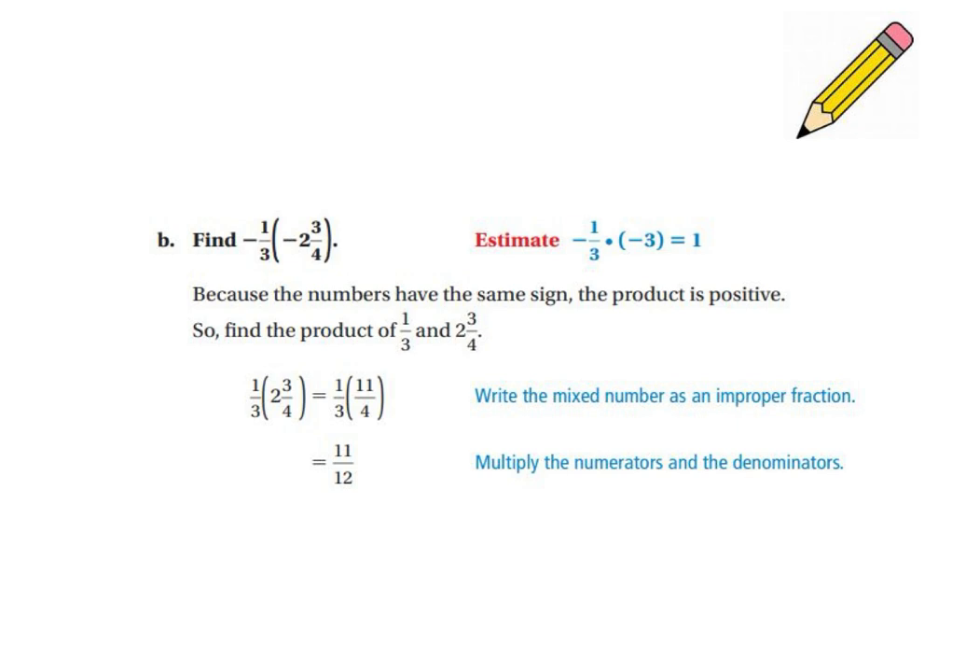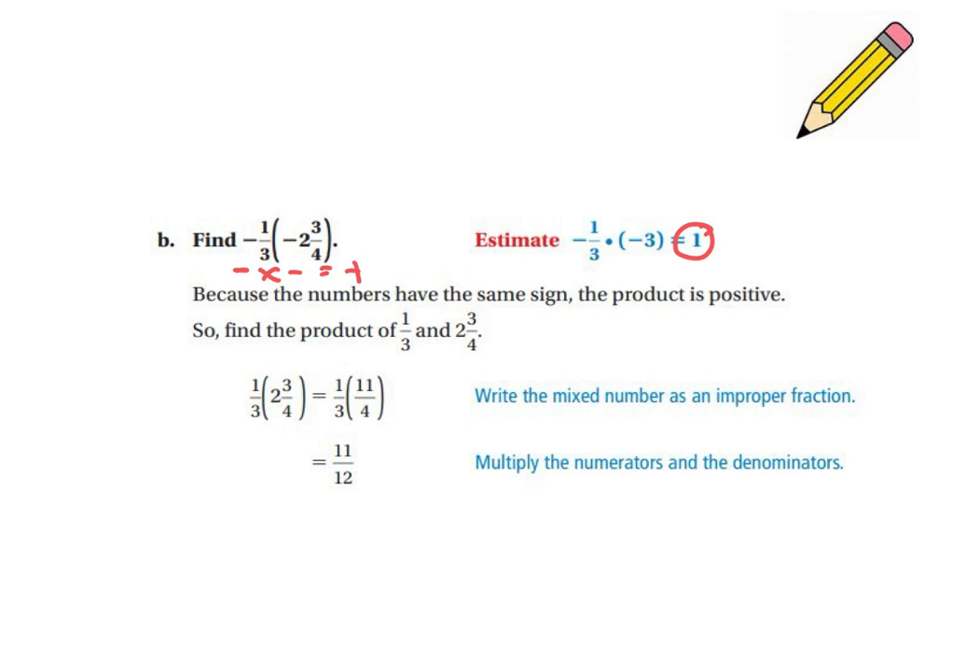And then we'd also notice that a negative times a negative is a positive. So 1/3 of 1 is 1, and our answer is positive. So we know our approximate or estimate is going to be about 1. Now let's actually do the problem, and we'll see how it works out.